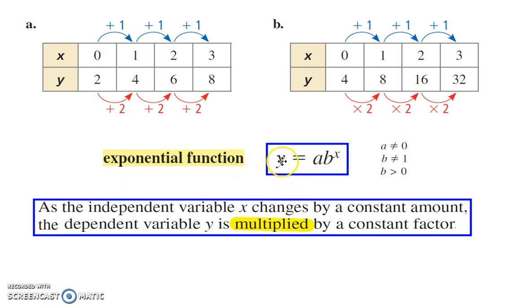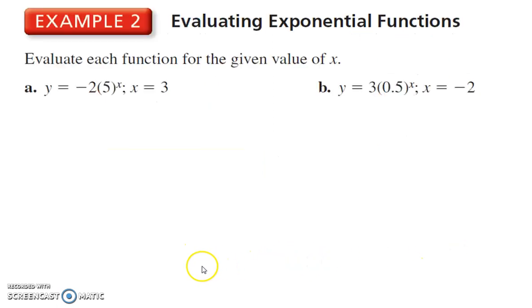We can write that in the form of y equals a times b to the power of x, where a is not 0, b is not 1, and b is greater than 0. So as the independent variable x changes by a constant amount, the dependent variable is multiplied. That's how you know it's an exponential function, multiplied by a constant factor.